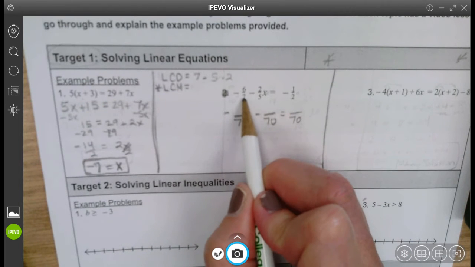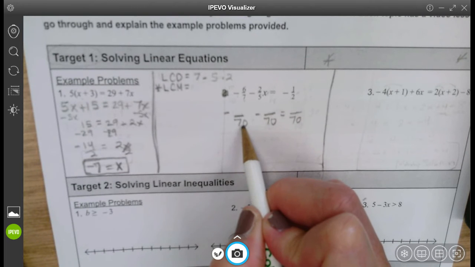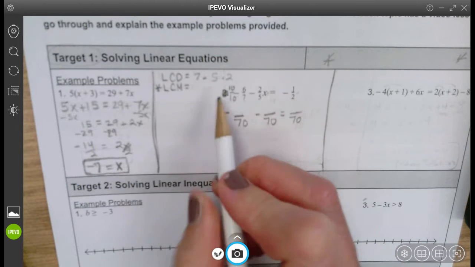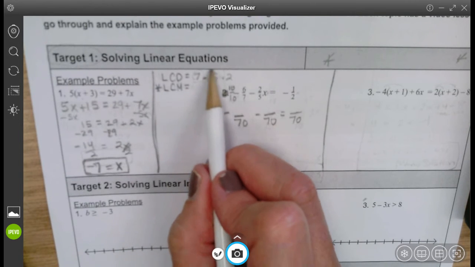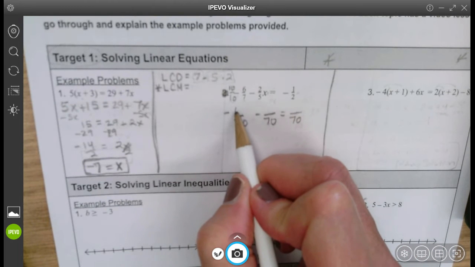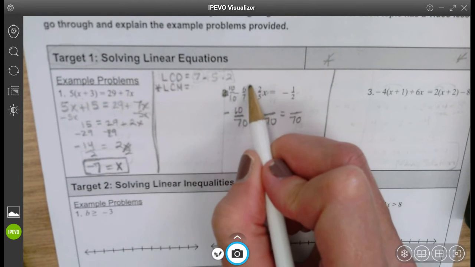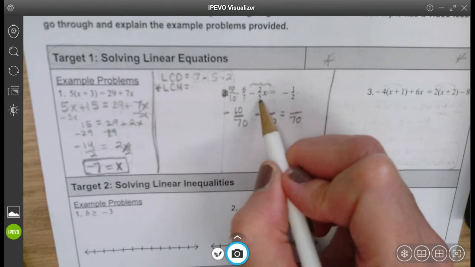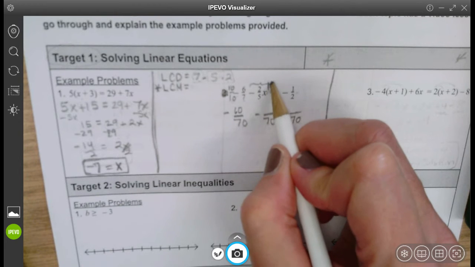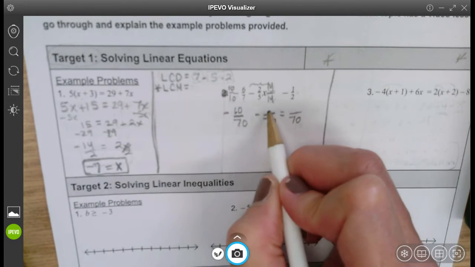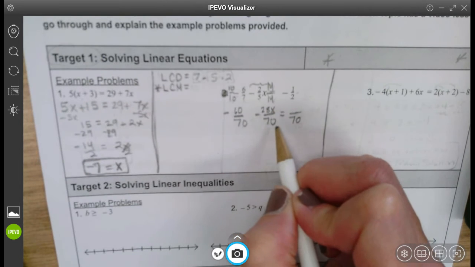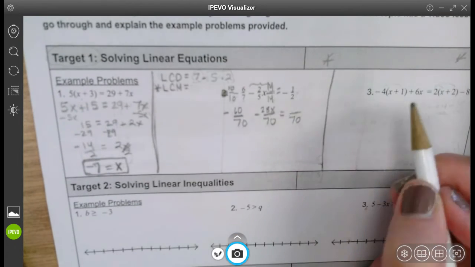So what did I have? 7. What do I need? 70. I'm missing a 10, so I need to multiply by 10. Where did I get that 10? Look up here. I had the 7, I need the 10. That's where I got that. So that gives me a negative 60 on top. Going to the second fraction right here, it has a 5, but it's missing the 7 and the 2. So we need to multiply the top and the bottom by 14. That'll give us negative 28x on the top. And as we know, it's already 70. So you've now got this equal sign here.